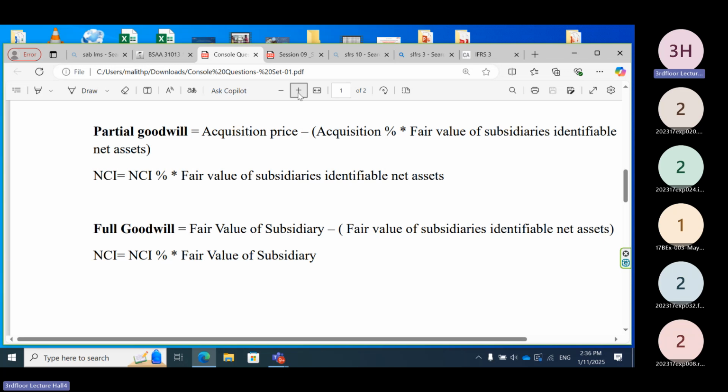So here we have a question, an example. A company purchased B company, an 80% stake. B company's net assets as at the acquisition date are 500, let's say. To acquire 80%, A company has given 600 consideration.